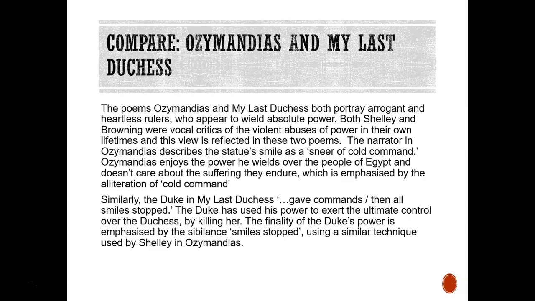Similarly, so that comparative connective, the Duke in My Last Duchess gave commands, then all smiles stopped. The Duke has used his power to exert the ultimate control over the Duchess by killing her. The finality of the Duke's power is emphasized by the sibilant smiles stopped, using a similar technique used by Shelley in Ozymandias. So again, nipping back and forth between the two poems.